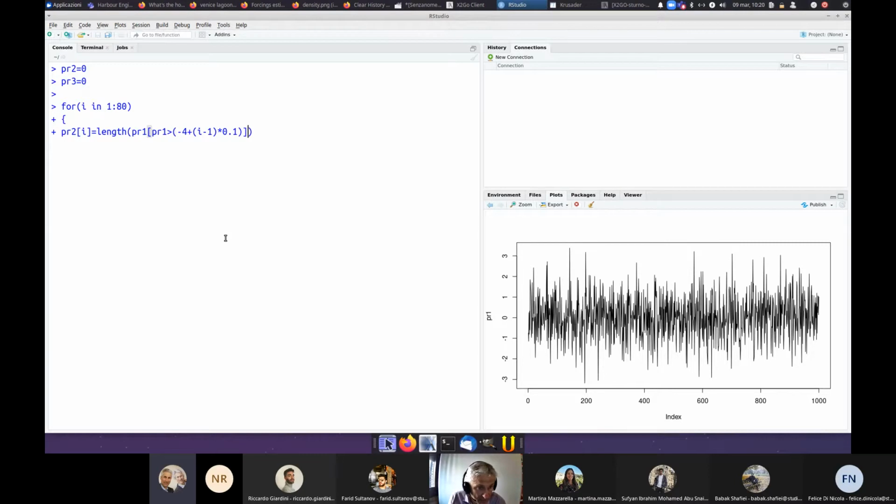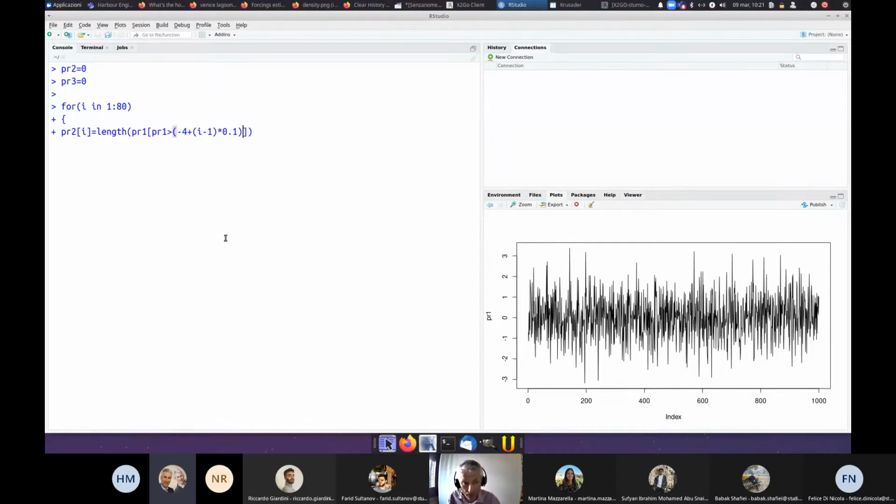My condition basically says that PR1 must be greater than what? -4 plus E-1 times 0.1. At the first step of the cycle, E is 1, so this condition, E-1 being 0, simply says that PR1 must be greater than -4. At the second step, E will be equal to 2, so the condition will say that PR1 must be greater than -3.9.